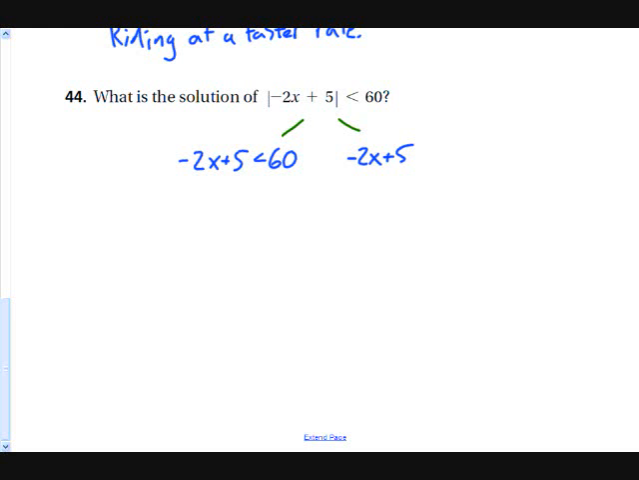And instead of a positive 60, we make it a negative 60. And as soon as we change the sign of what's over there, we have to flip the inequality sign. So I'm going to change it to a greater than symbol. All right? And now essentially what I have is two separate inequalities to solve.